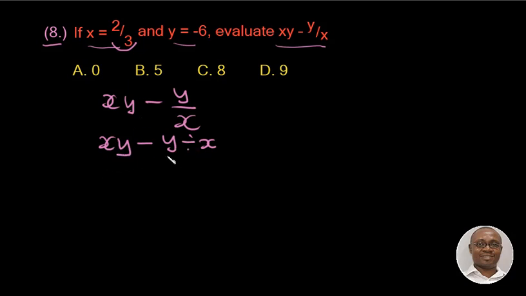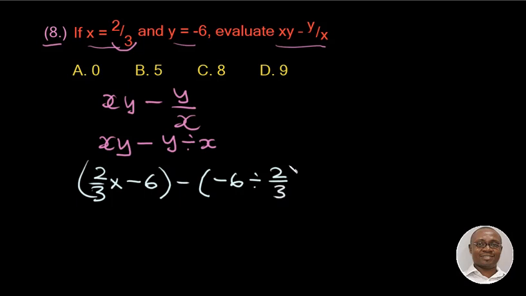Okay, good. So now for x we have it as 2 over 3, then for y we have it as minus 6. We can put this in bracket. All right, so on the second side we have y, which is minus 6, to divide x, which is a fraction of 2 over 3.